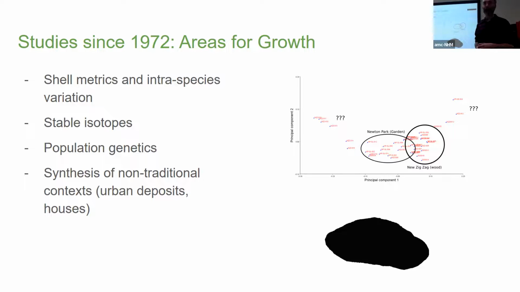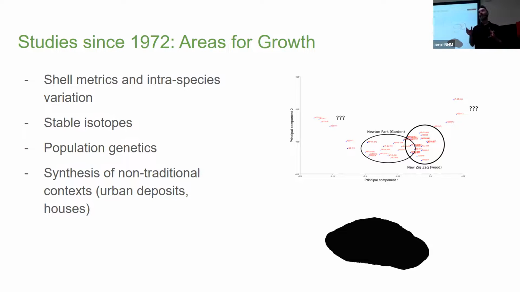And finally, almost finally, another area for growth is looking at some kind of non-traditional contexts. So things like urban sites and houses. One of the problems there is that numbers are generally quite low. So we would want in the region of 150, 180 shells, the minimum for an ecological reconstruction.